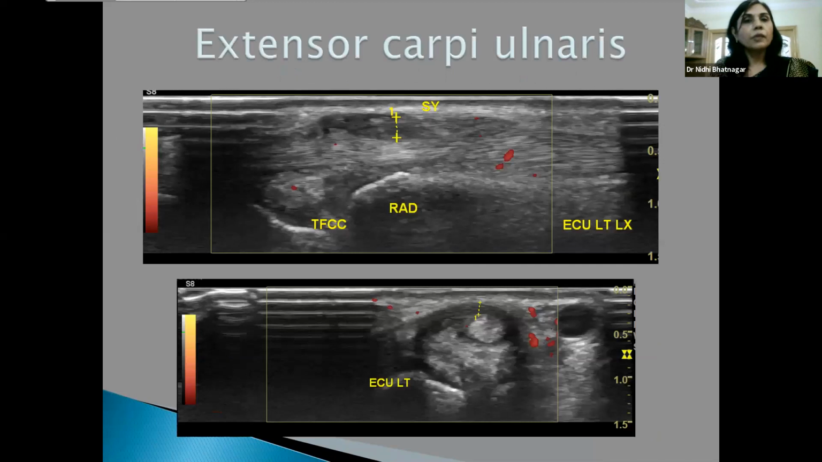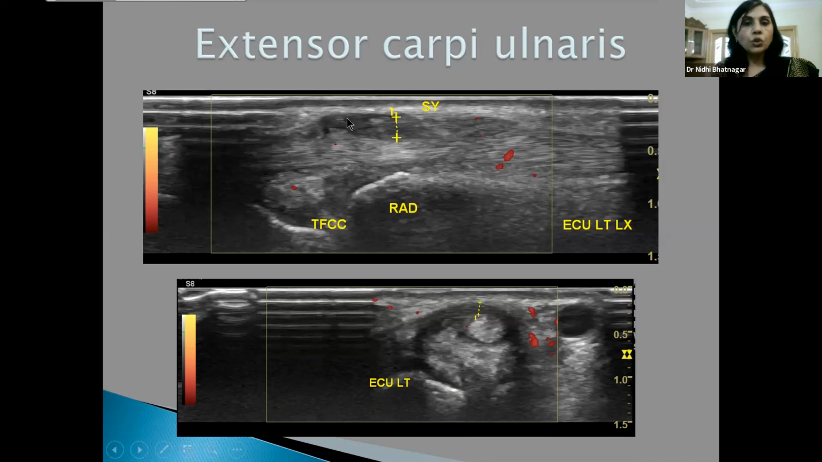Now, this is a grayscale long axis scan of the extensor compartment 6. That means we are dealing with now here extensor carpi ulnaris, and there is hypoechoic synovitis with no evidence of hyperemia. There were no signals that we could raise there. Extensor carpi ulnaris tendon is probably one of the earliest tendons to get involved in early stages of rheumatoid arthritis, and it sometimes can lead to erosion of the styloid process, as we have seen in the previous case.